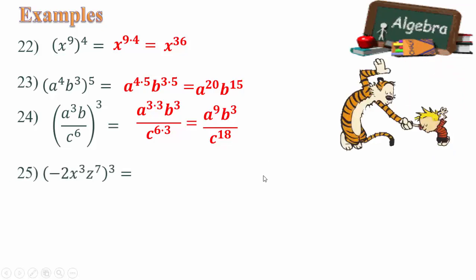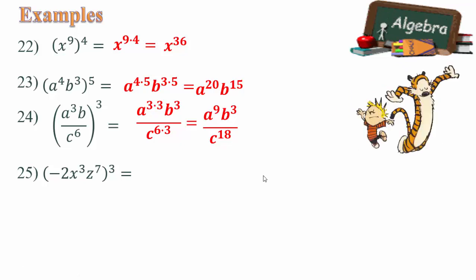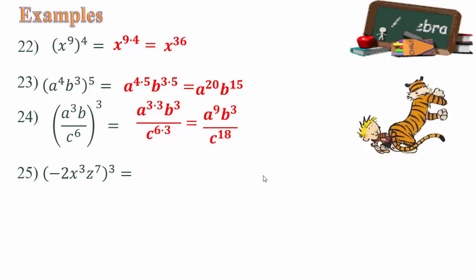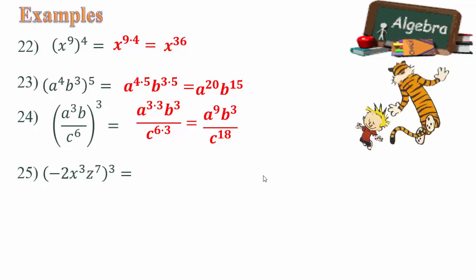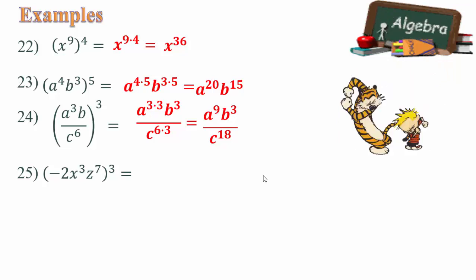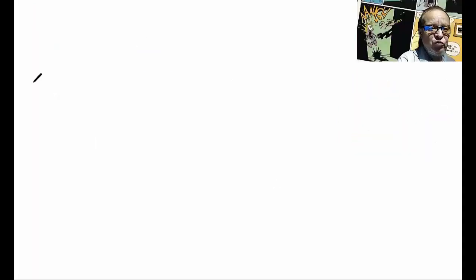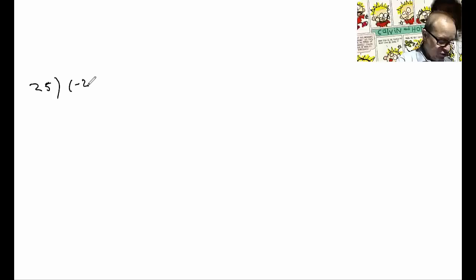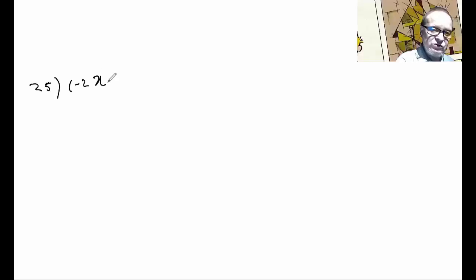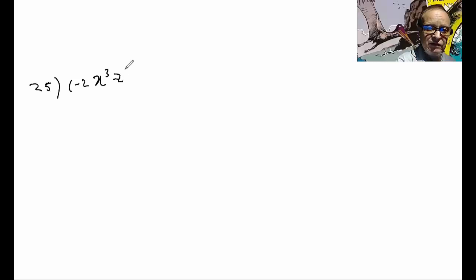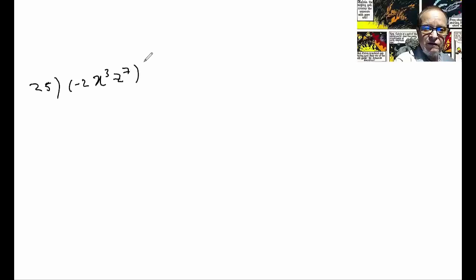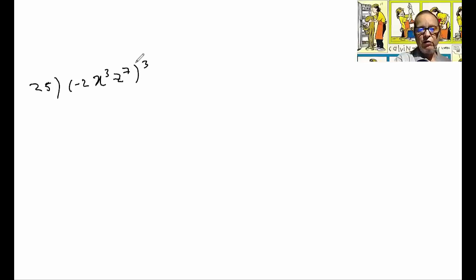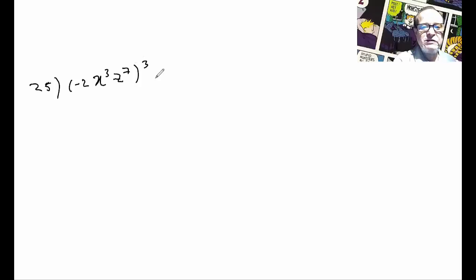In example number 25, we have now something with a negative coefficient and it's inside the bracket. So let's go to the whiteboard and see how I would work this particular example out. In number 25, we have negative 2, x to the 3rd, z to the 7th, and cubed. So again, we only really need to apply the power rule to this.